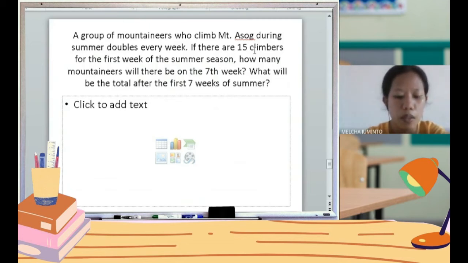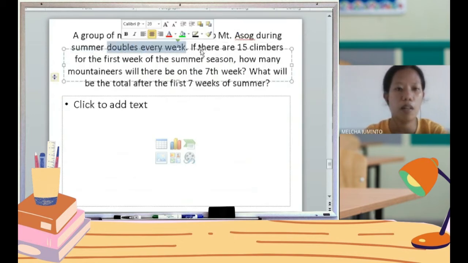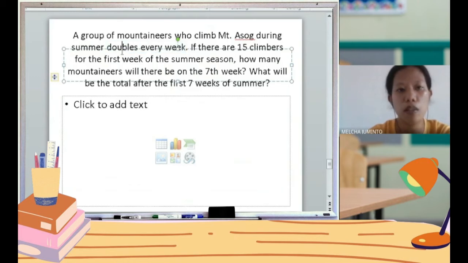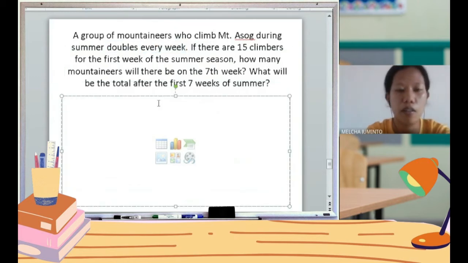So from the statement doubles every week, from this statement alone, we can now decide that this sequence involves a geometric sequence. Doubles means times 2, meaning the operation is multiplication. Therefore, we need to consider geometric sequence.